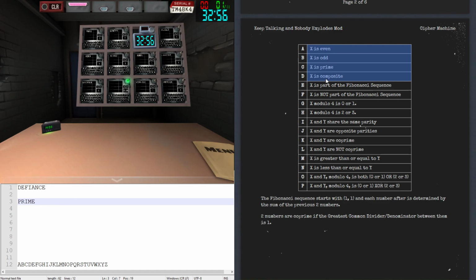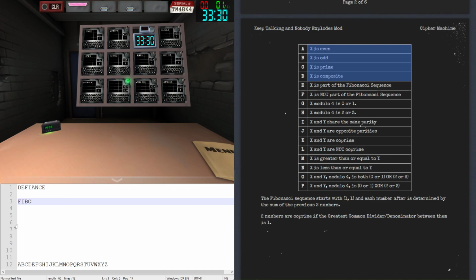Then there's X is composite. When we're talking about composite numbers, it's any number that's not prime. So things like 4, 6, 8, 9 and 10, these are composite numbers because they can be divided by other numbers other than 1 and itself. However, 0 and 1 are not composite. So that means 0 and 1 are neither prime nor composite. In cases like that, it's always going to be false if it's one or the other.